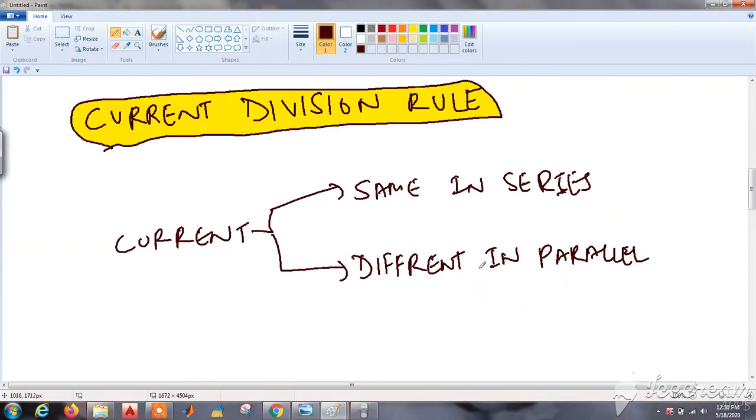First we know that the current will be the same in series and currents will split in parallel, that is, we'll have different values in parallel connected circuits. We know that. So the current division rule we apply for finding the currents when the circuit is connected in parallel. Let us take an example and look at what the current division rule is.